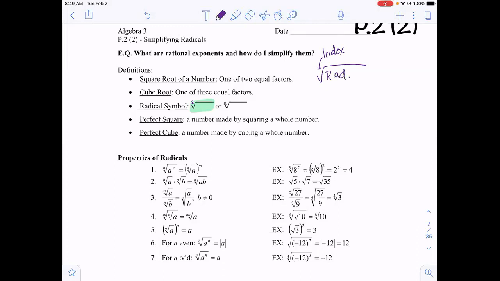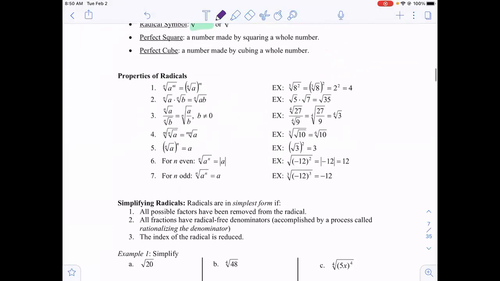If it's anything other than 2, we do have to write it, like cubed root, fourth root, fifth root, all of that. And that's actually how we say it. We say square root for 2, cubed root for 3, and then after that, it's just the fourth root, fifth root, sixth root, the 100th root. We just say whatever value that is. Along with a perfect square, a perfect cube is a number made by cubing a whole number. So again, the cubed root of 8 would be 2 because 2 times 2 times 2 is 8.